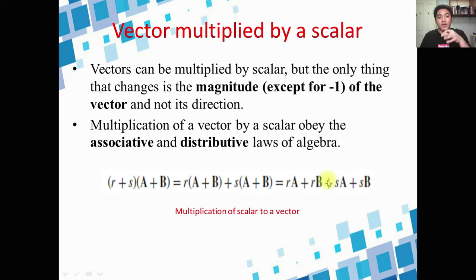Note that these R and S are scalars, meaning they are actually real numbers. They can be negative or positive numbers. The only thing that affects the vector when we multiply it by a scalar quantity, again, is the magnitude, except for a negative value of the scalar, which affects its direction.